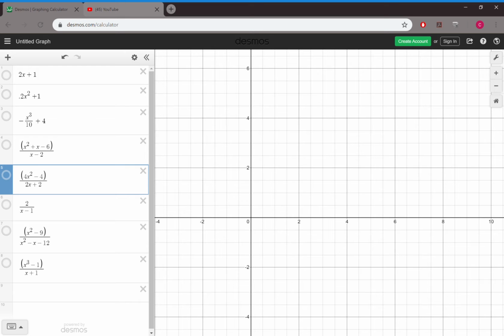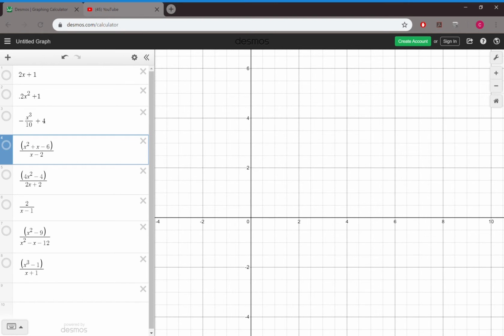Let's look at the first example we did, which was x squared plus x minus 6 divided by x minus 2. And what we found was that if we were to simplify this, it would have the equation x plus 3. Not only was it a line with slope 1 with y-intercept of 3, but we also found that it had a hole at (2, 5). So let's see if we got any of that information correct.